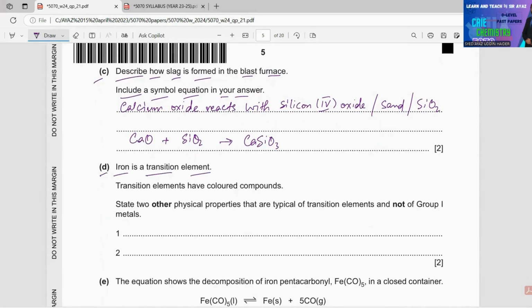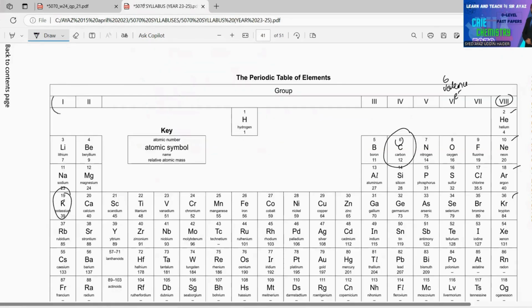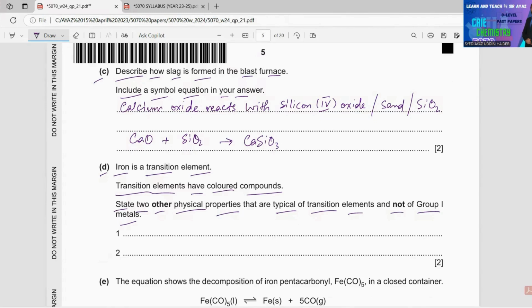Moving to the next part, which is part D. Iron is a transition element. Transition elements have colored compounds. State two other physical properties that are typical of transition elements and not of group 1 metals. Here's group 1 metals, and here we have transition elements. Transition elements are between group 2 and group 3. So these all are transition elements. You have to write any two physical properties that are typical of transition elements but not of group 1 metals.